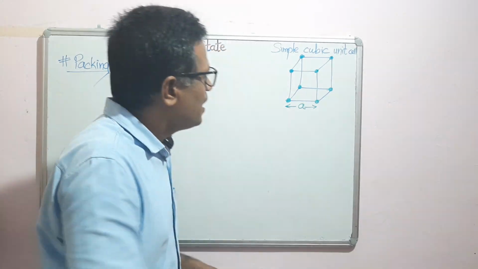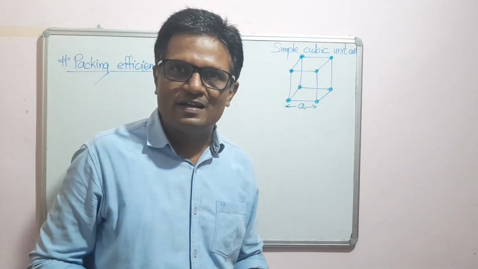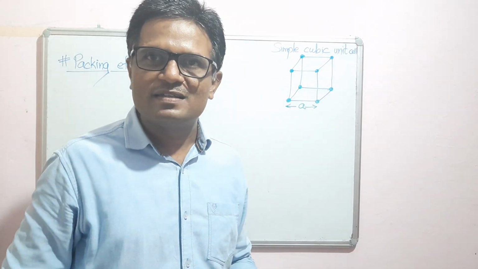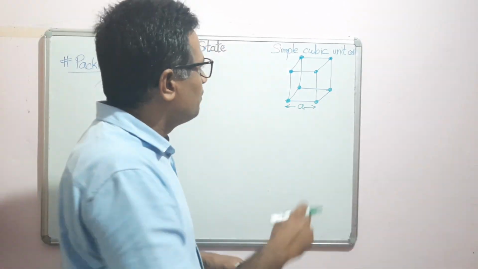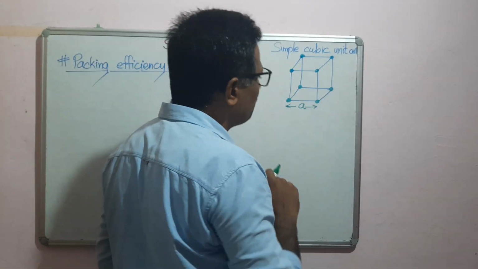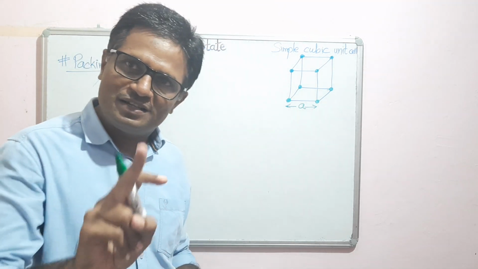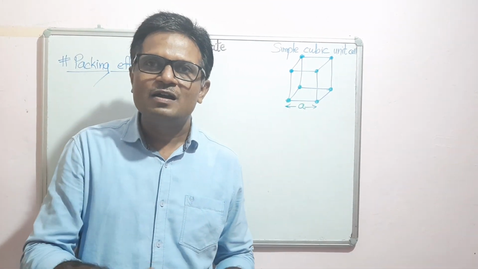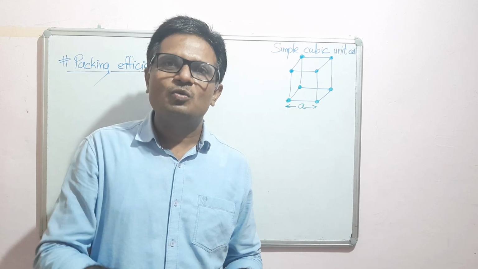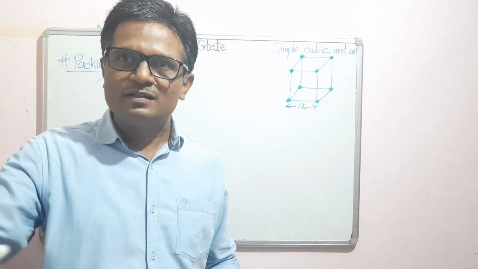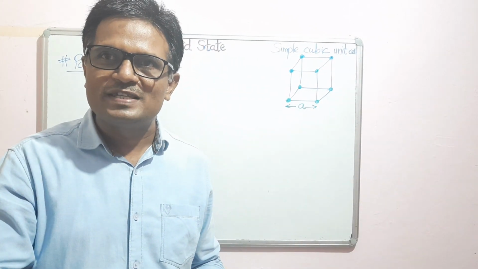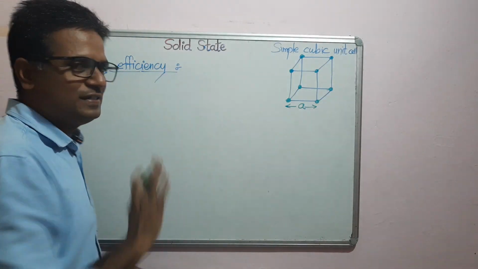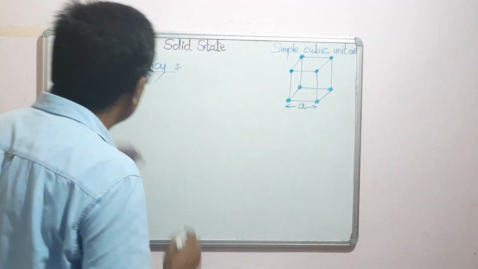What is packing efficiency? Out of the total volume, how much volume is occupied by the particles present in the simple cubic unit cell? Although there are 8 particles present at the 8 corners, the number of atoms per unit cell is not 8, but 1. So one sphere or one particle occupies some volume. The volume occupied by one particle divided by the total volume of the unit cell gives you the packing efficiency. Simple. So I will write the definition.